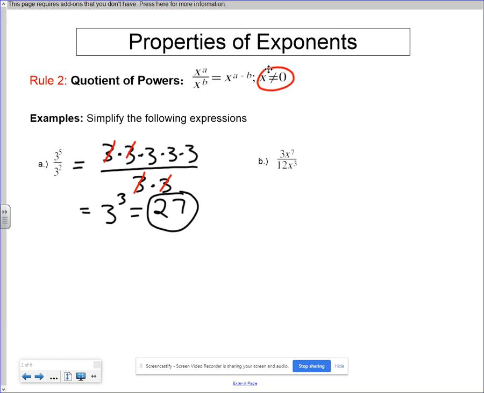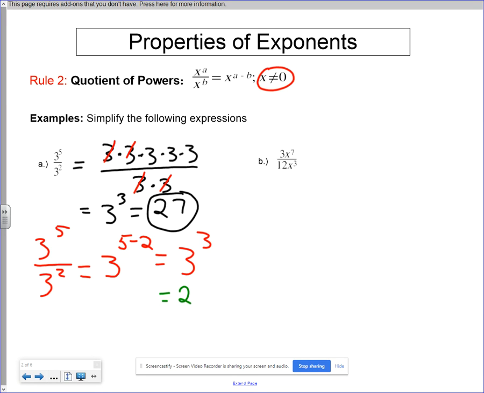But with this new quotient of powers rule, we could take 3 to the fifth over 3 squared and subtract our bottom term from our top term to get 3 to the 5 minus 2, which is the same as 3 cubed. We know 5 minus 2 is 3, and that is the same thing as 27.